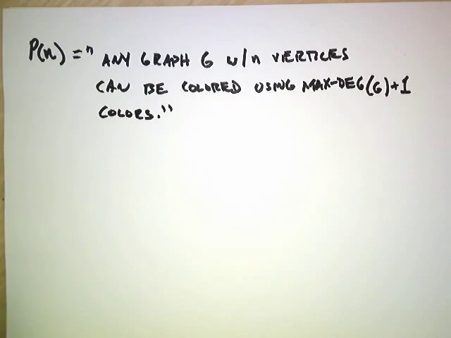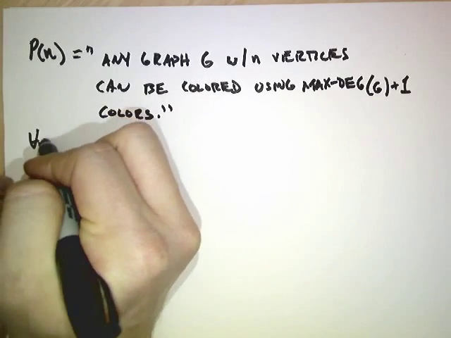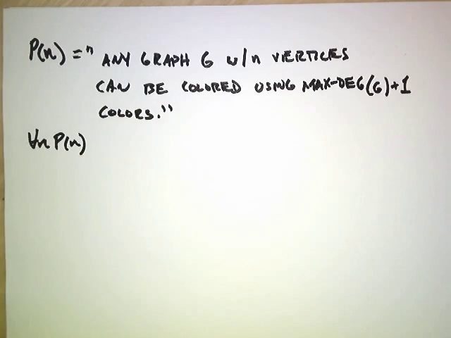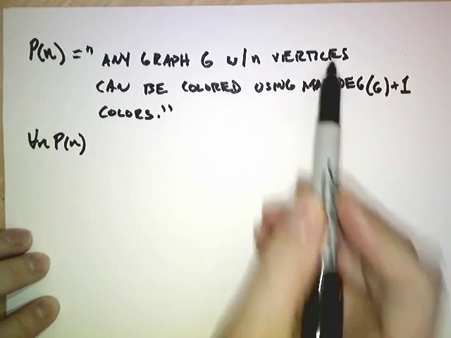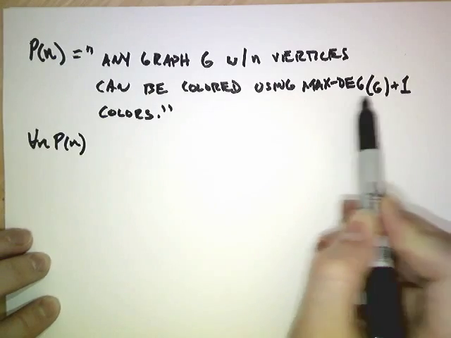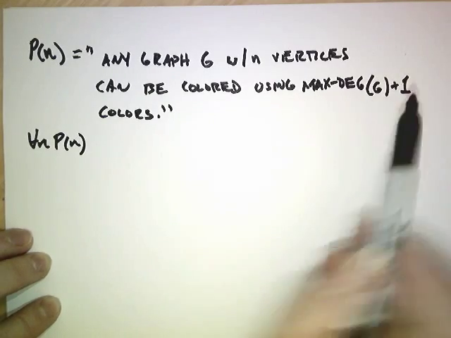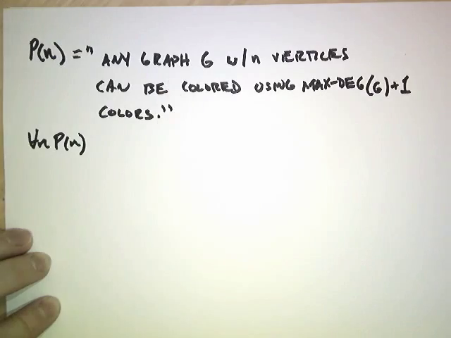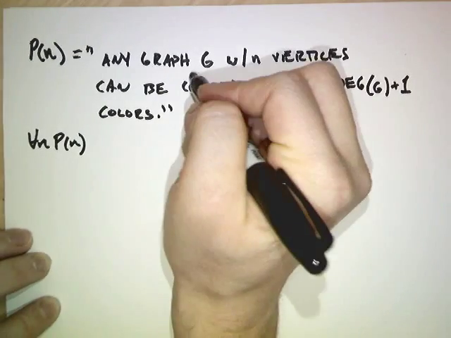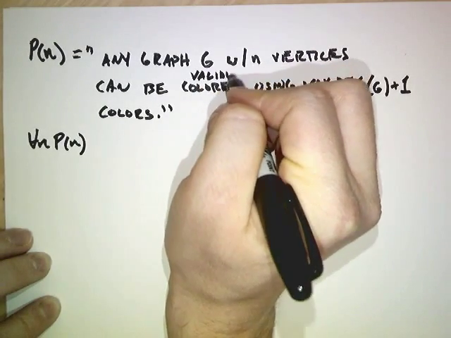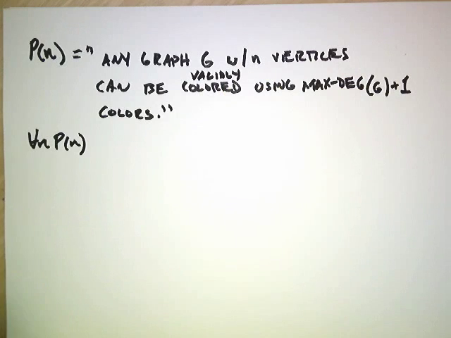So notice if we could prove that for all n, P of n is true, then we would have given a proof to the claim. We would show that for any graph with n vertices, you look at its maximum degree, you add 1 to that, and you can use that many colors to validly color the graph. So I should say validly colored here, of course. So what we'd like to do is prove for all n P of n.